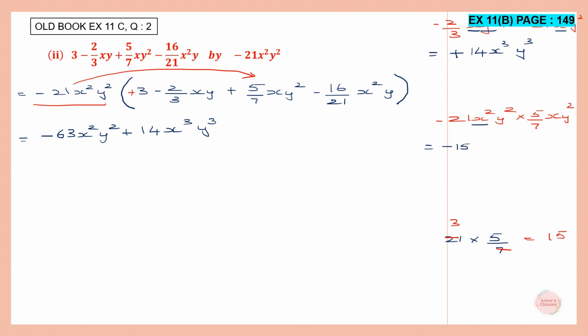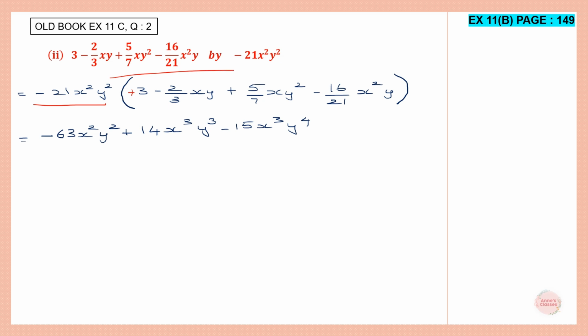Let's take the literals, x square and x. So that is 2 plus 1, 3. X to the power of 3. Here y square and y square is y to the power of 4. So minus 15 x cubed y to the power of 4.